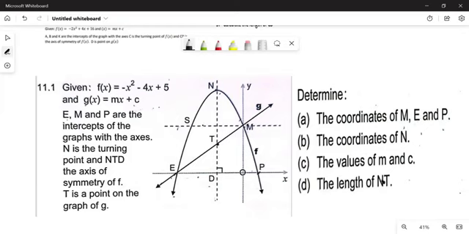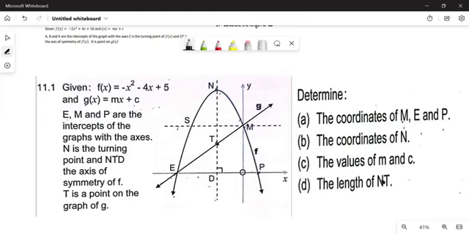Now they are not saying which is the x-intercept or the y-intercept, but they are telling you which are points on the intercepts. And then they say N is the turning point. So we're not going to guess which is a turning point. N is a turning point. And then from here onwards, they say we have N, T, D, which is an axis of symmetry. We know how to get the equation of the axis of symmetry. And then they say T is a point on the graph of g. So we have T here.